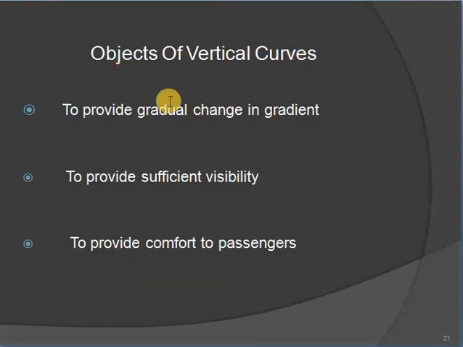The objects of vertical curves are to provide gradual change in gradient, to provide sufficient visibility, and to provide comfort to passengers. Visibility means that when the vehicle is going up and down, visibility should be there in order to avoid accidents. And it should be comfortable to the passengers, not uncomfortable.